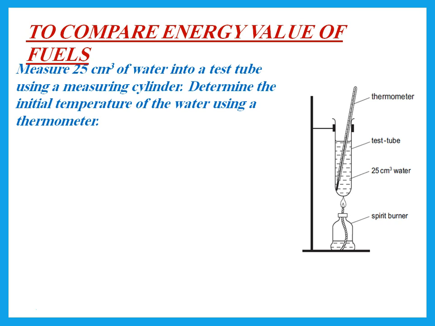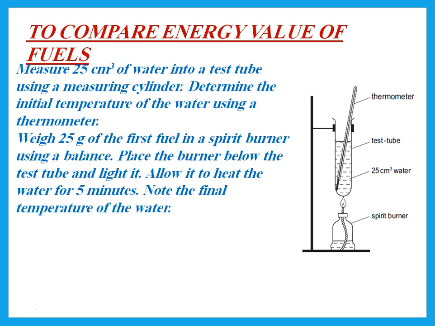Determine the initial temperature of the water. And then I'm going to weigh a specific amount of the first fuel. So let's say the first one was methanol. So I will weigh 25 grams of the methanol in a spirit burner. Can you see that container? That container is called a spirit burner, using a balance. Place the burner below the test tube, light it, allow it to heat the water for 5 minutes. Note the final temperature of the water.